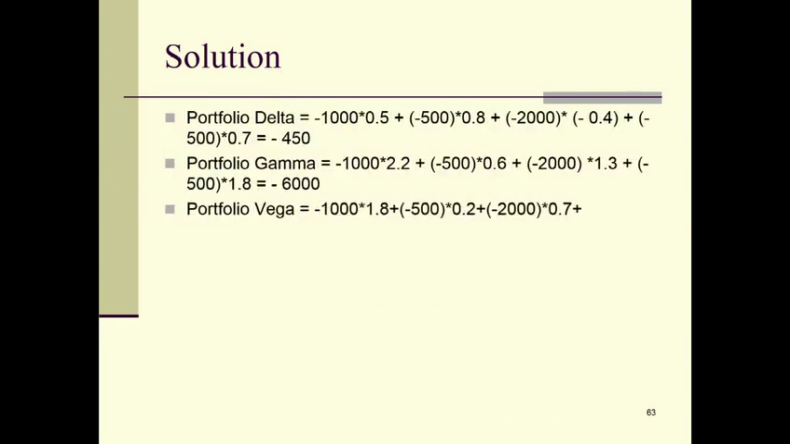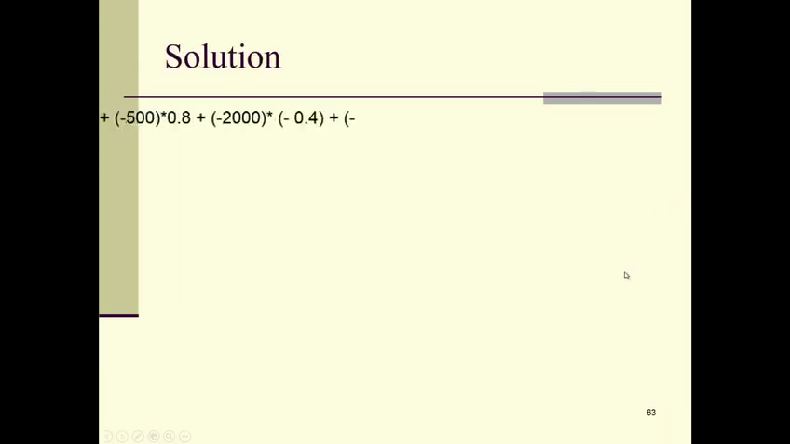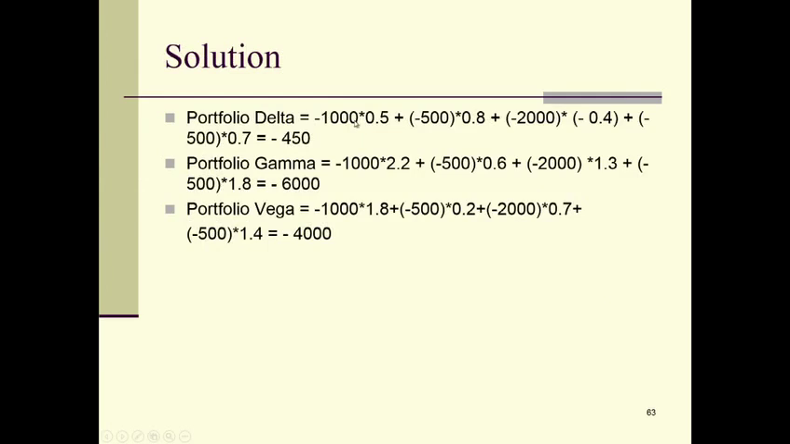So portfolio delta, now you can flip back to this slide to see the numbers. Okay, 1,500, this is a delta, this is a gamma, this is a vega. So all you have to do is take your position size times your delta, position times gamma, times vega, sum them up. This is your portfolio delta, vega, gamma. Okay, any question?